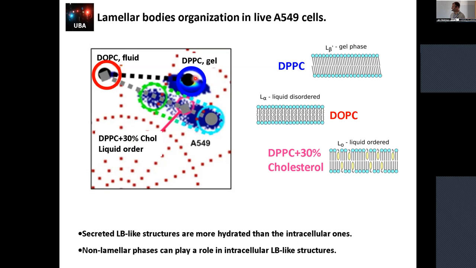And you see that if we have any pixel from the cell in this linear combination, we can tell that we have gel or fluid. And if we have something from the fluid to the liquid ordered, it will basically be a linear combination between one and the other. The cell membranes fall in the linear combination of the liquid ordered and fluid, but the A549 lamellar bodies are outside of this trajectory.